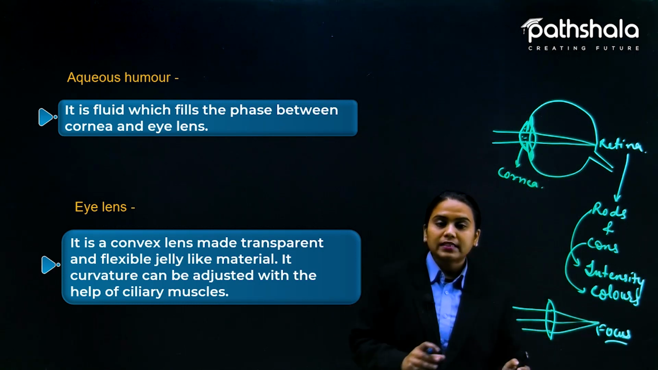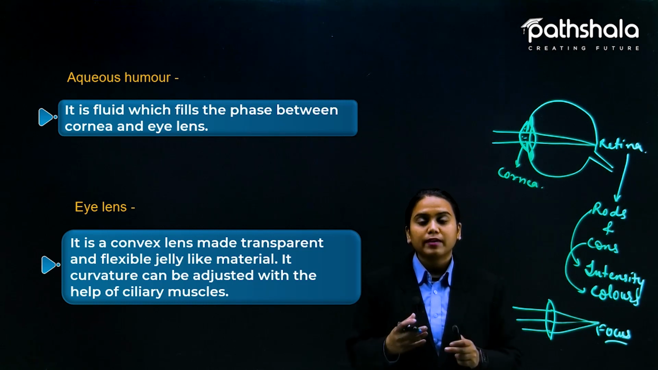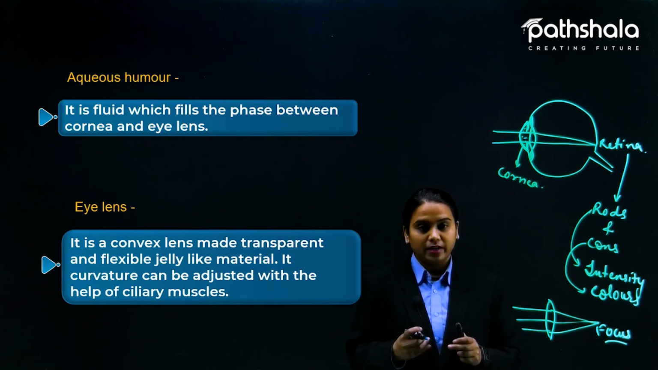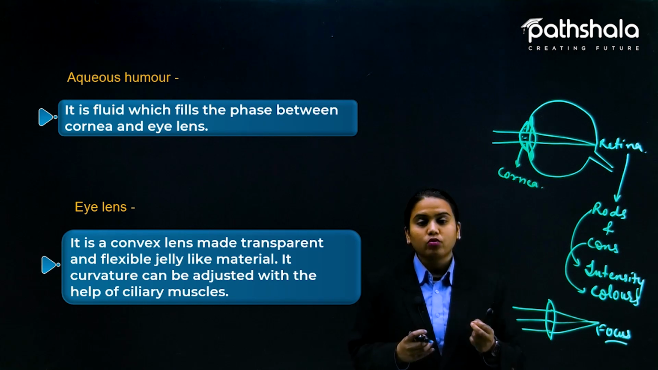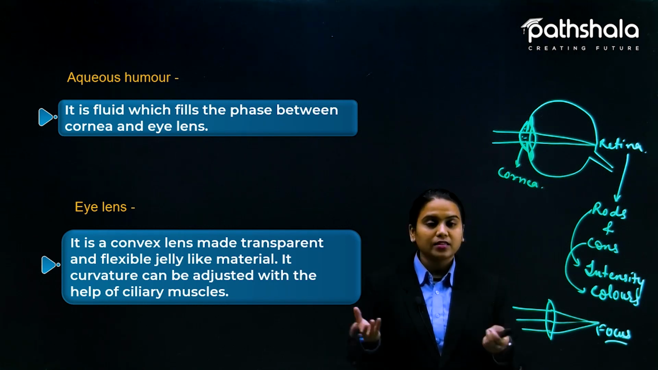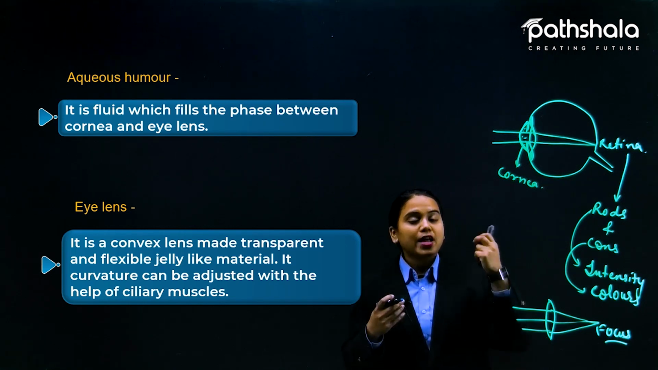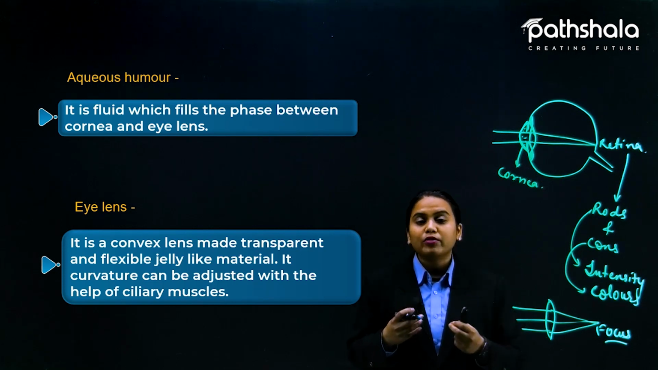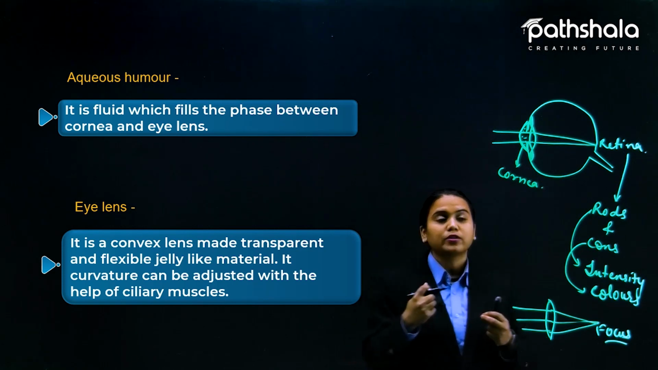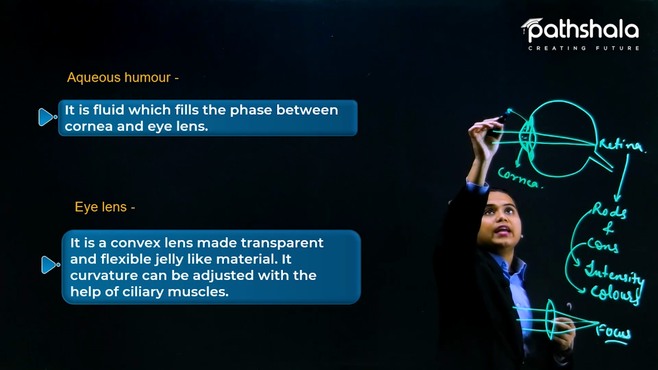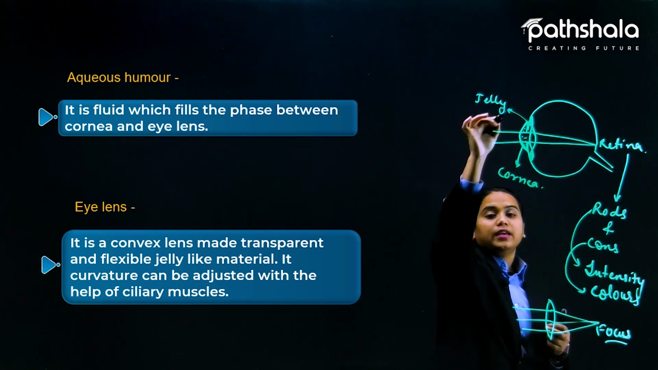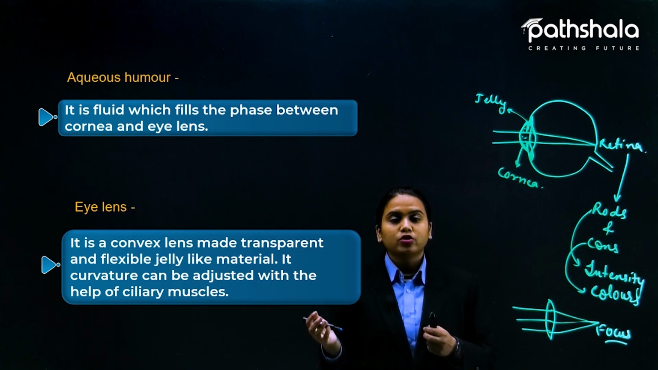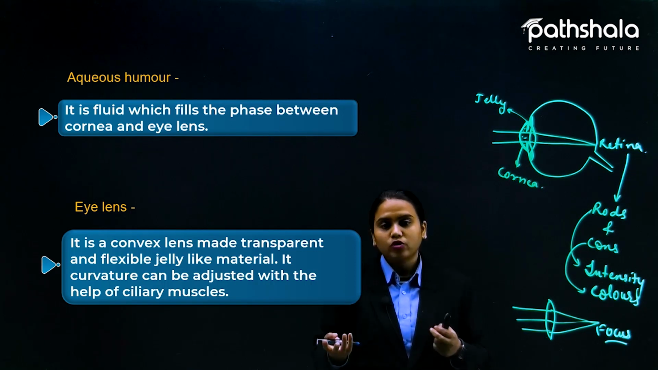So this is the convex lens that is made up of a transparent and flexible jelly-like material. It is natural, as you know, it is not just made up of glass. Glass is a man-made thing. So it is a natural thing, so it must be made up of this jelly-like tough substance. That is the material that is used to make it, and it's actually natural.